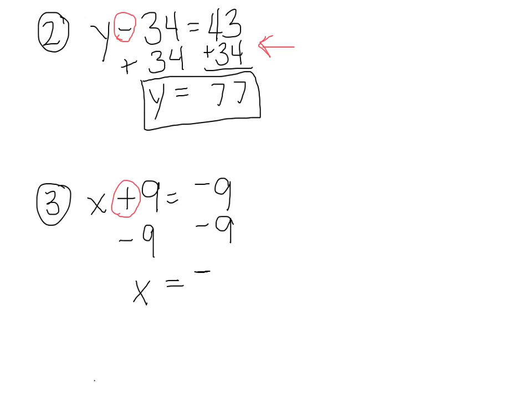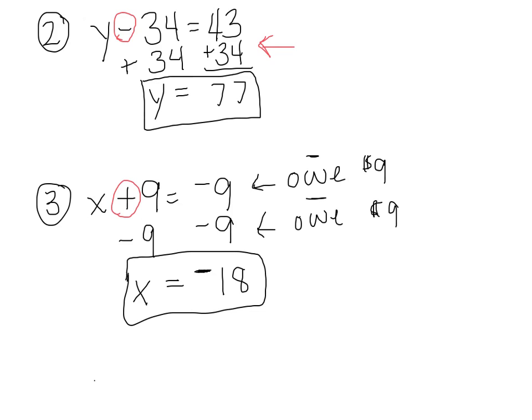How I've been telling a couple of the kids to do this is, I owe somebody $9, and I owe somebody else $9. If I owe two people $9, because owe means negative, I have to ask myself, how much money do I owe in total? I owe $18. I have to pay people $18. So I owe, there's that subtracting sign right there, $18. So our answer is x equals negative 18. Let's do some more examples.